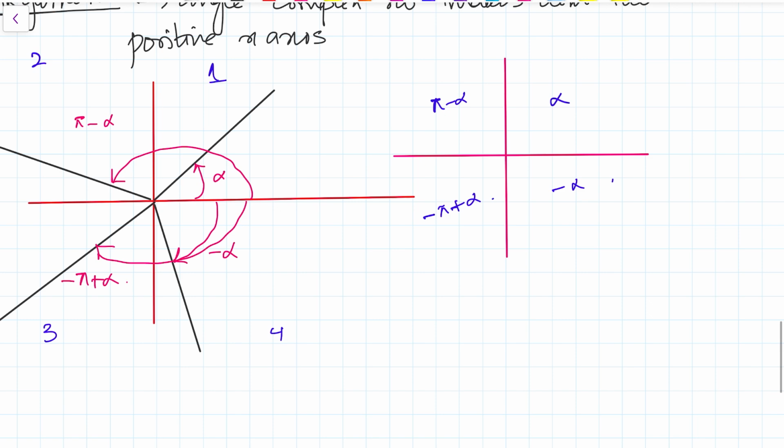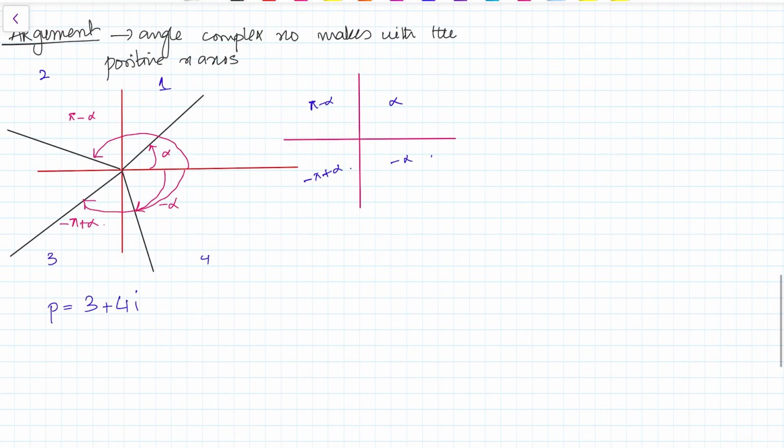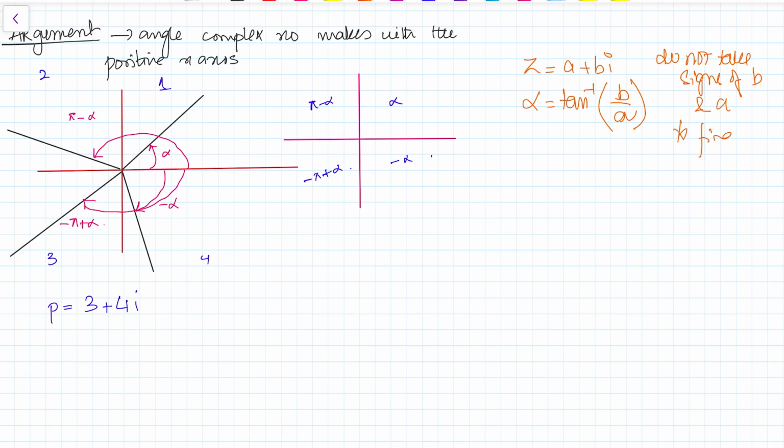Now let's do examples. So for example, the first argument is of 3 plus 4 iota. Let's do a generalized version first. So z is equal to a plus b iota. How do we find out alpha? Alpha is the basic angle, which you also find in the trigonometry topic, which is b upon a. Do not take signs of b and a to find alpha. We take b as positive and we also take a as positive to find out alpha, because this is a basic angle. Sometimes the basic angle itself is the argument. Sometimes you have to use the formulas that are given in each quadrant.